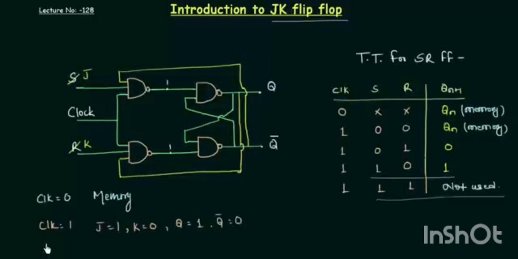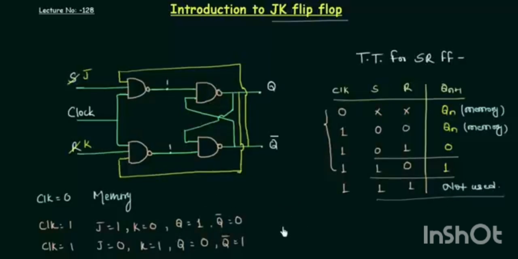Now I will see the third case when clock is 1, our J is 0 and K is 1. From the SR truth table you can see that the value for output, that is your Q, is 0 and Q complement is 1. So till now you have seen that for the first 4 cases everything is the same in JK flip-flop and SR flip-flop, but this last case is different and very important, so let's discuss it.